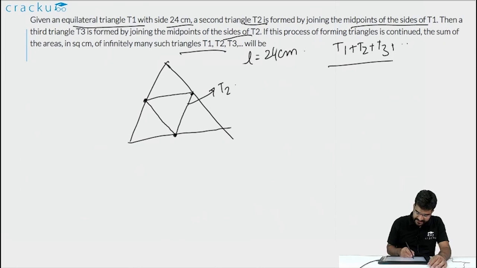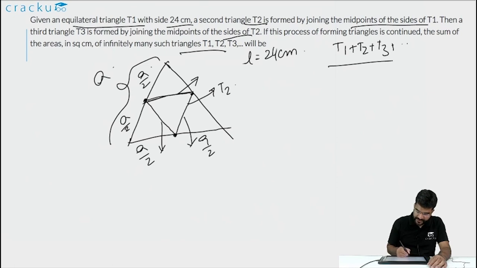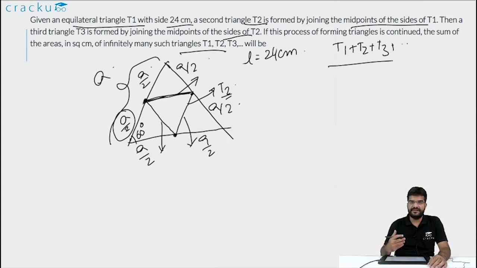Now if you look at it, this is a smaller equilateral triangle. If the side of the bigger equilateral triangle is A, then each side of this smaller triangle is A by 2, because these are the midpoints. And this angle is 60 degrees. So the smaller triangle T2 is also an equilateral triangle, and the length of its side is exactly half the length of the larger triangle.